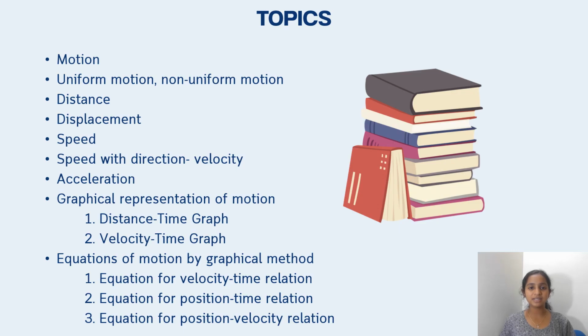So in this chapter, we'll mainly focus on all these topics. That is, first we'll look in detail about what is motion. Then we'll move on to different types of motion, that is uniform motion and non-uniform motion. Then we'll discuss in detail about displacement, distance, speed, velocity as well as acceleration. Then we'll discuss about the graphical representation of motion, that is distance time graph as well as velocity time graph.